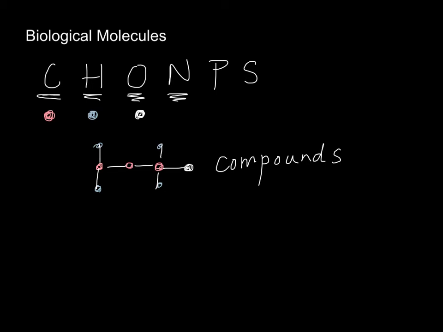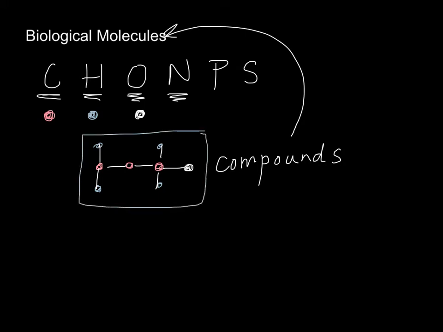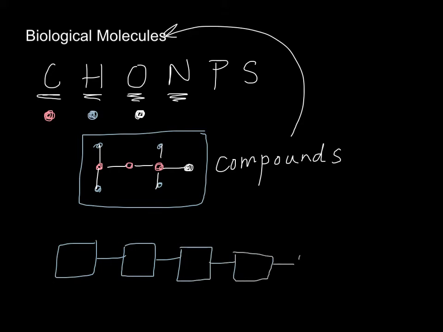And compounds can be biological molecules. What we can use these molecules for is building bigger things. If I take this little compound here, and I consider that my building block, I can bond a bunch of those together to make something even bigger. And that is really where our biological molecules come in.